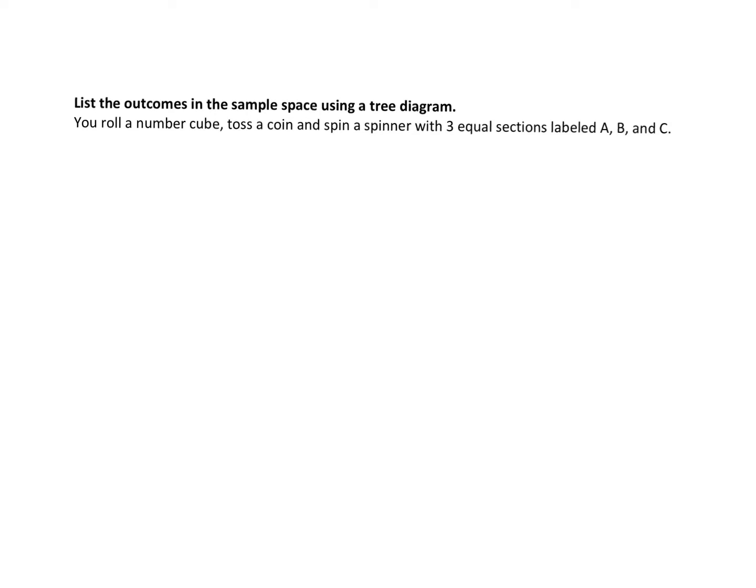All right, so list the outcomes in the sample space using a tree diagram. You roll a number cube, then you toss a coin and spin a spinner with 3 equal sections labeled A, B, and C. All right, so our first outcome in rolling that dice is I would be able to get a 1, I could get a 2, I could get a 3, I could get a 4, I could get a 5, and then I could get a 6.